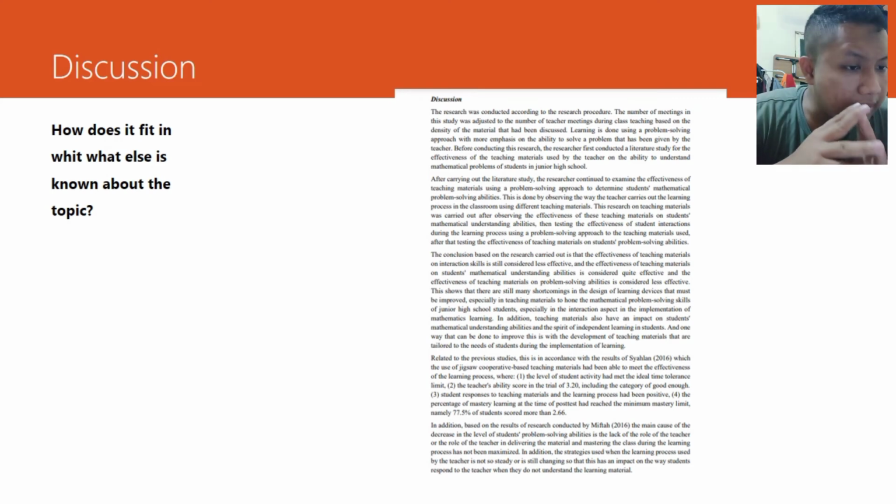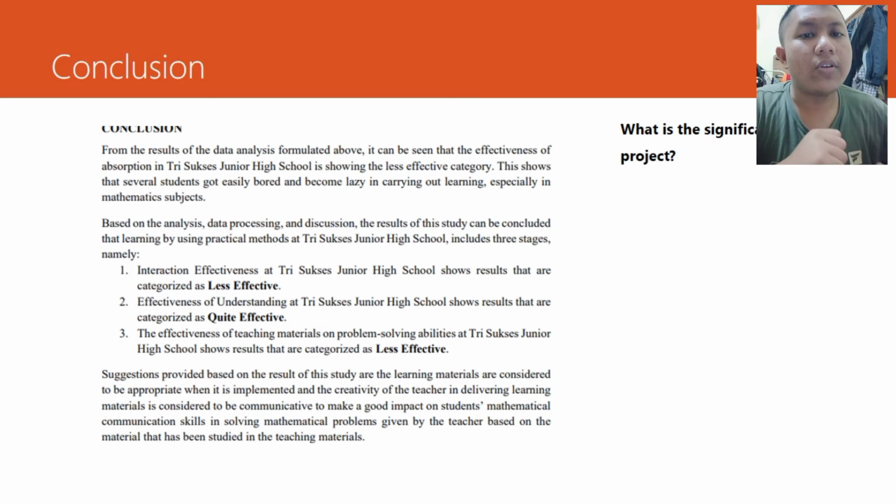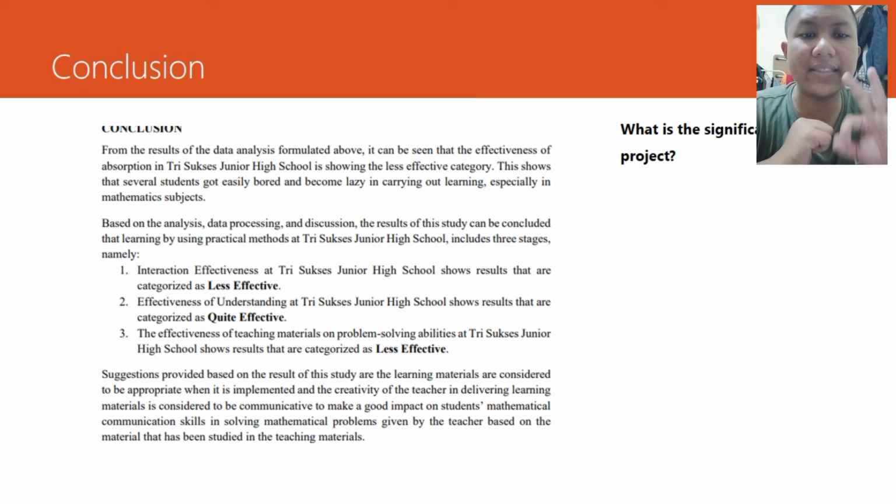Related to the previous studies, this is in accordance with the result of Shahlan, in which the use of jigsaw cooperative-based teaching materials had been able to meet the effectiveness of the learning process. And the conclusion is, based on the analysis, data processing, and discussion, the result of this study can be concluded that learning by using the practical method at 3 Success Junior High School includes 3 points. Namely, first, interaction effectiveness at 3 Success Junior High School shows results that are categorized as less effective.